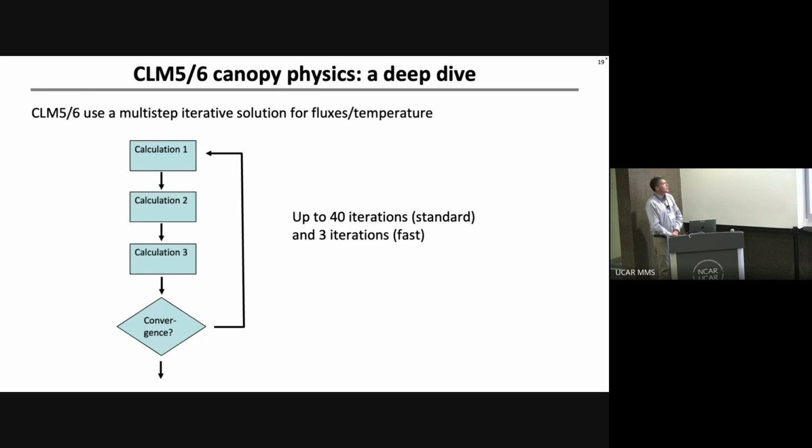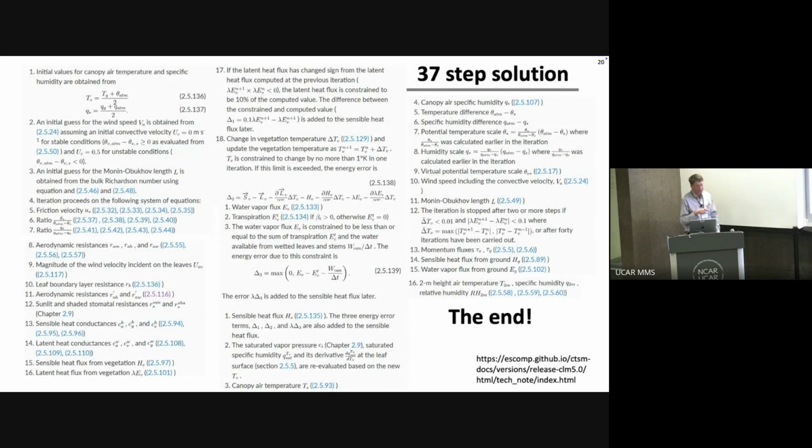CLM uses an iterative solution to solve these fluxes. And by iterative, I just mean there's a series of calculations that you go through, you hope it converges, and then when it does, you stop the iterations. The standard configuration is 40 iterations, but there's also a fast configuration that does just 3 iterations. I don't expect anybody to read this. I did this just for shock, because this is actually text taken from the tech note. And first of all, I want to say kudos to Keith Oleson, because this is text that Keith Oleson put together where he actually deciphered and figured out what was going on in this iterative calculation of canopy fluxes.